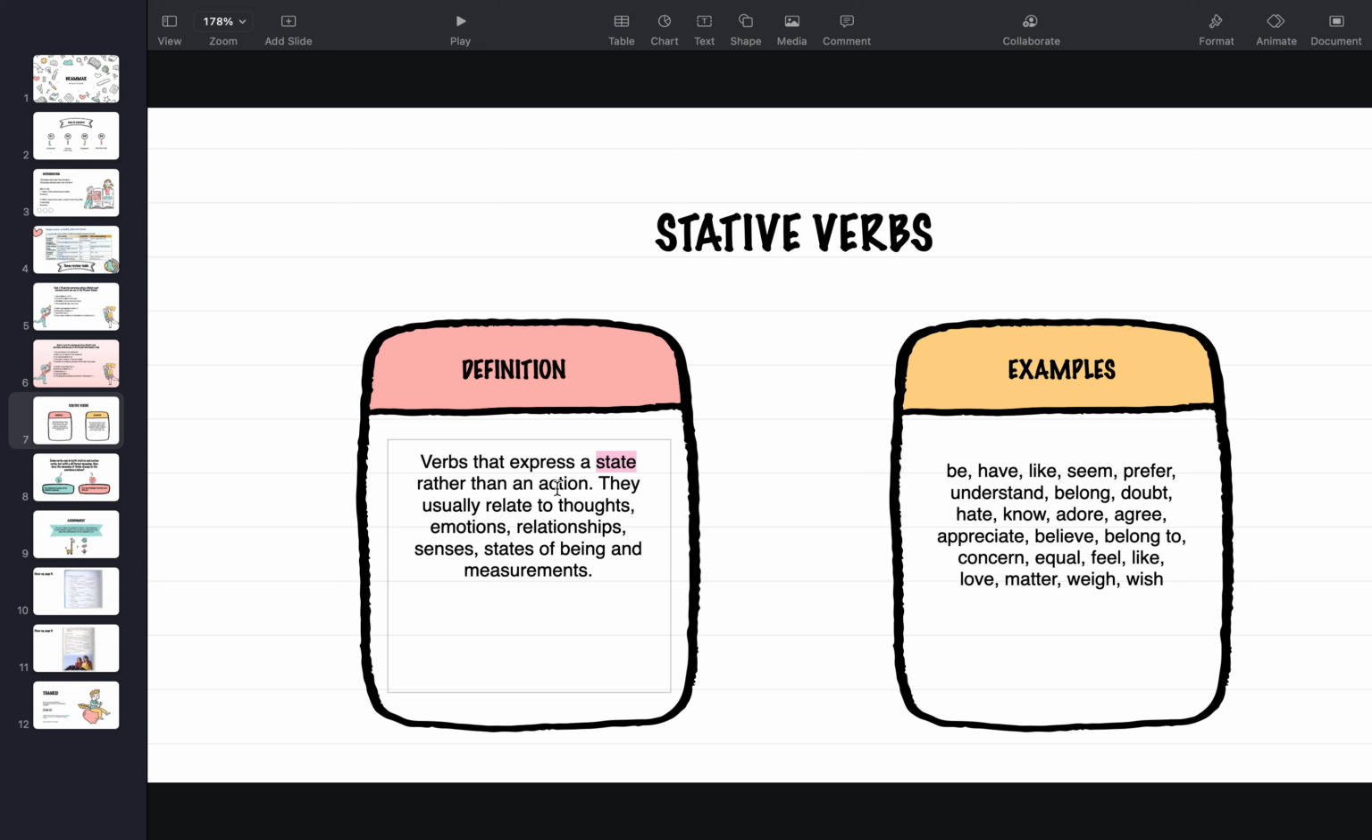Itu semua perbuatan. Tapi bila kita cakap pasal stative verbs, when we talk about stative verbs, it's more to the state rather than the action. Ini lebih kepada keadaan, bukan perbuatan. Okay, they usually relate to thoughts, emotions, relationships, senses, states of being and measurements.